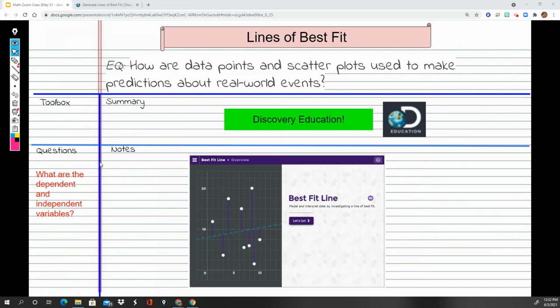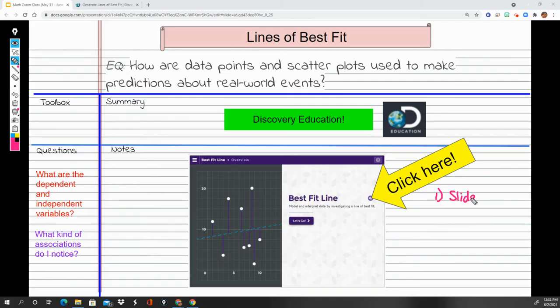So questions you're going to ask are, what are dependent and independent variables, and what kind of associations do you notice? So you're going to click there on this link in the slideshow. So you can find this link either one here in the slideshow or two in Google Classroom under the stream. And if I can put it in Edpuzzle, I don't know yet if I can do that, but maybe Edpuzzle. I'm not sure, but for sure you can find it here on the slideshow and in Google Classroom under the stream.